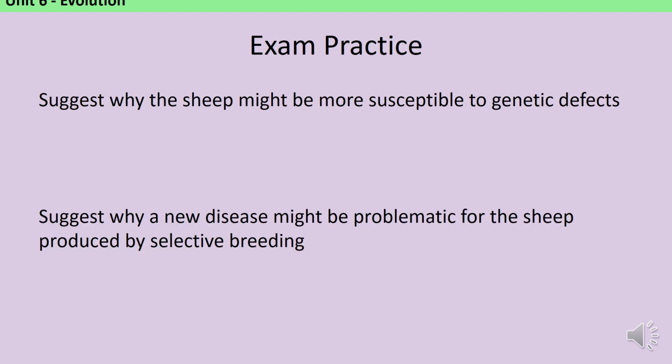Here are a couple more shorter questions. Can you suggest why the sheep might be more susceptible to genetic defects, so more likely to have them? And can you suggest why a new disease could be problematic for these sheep?